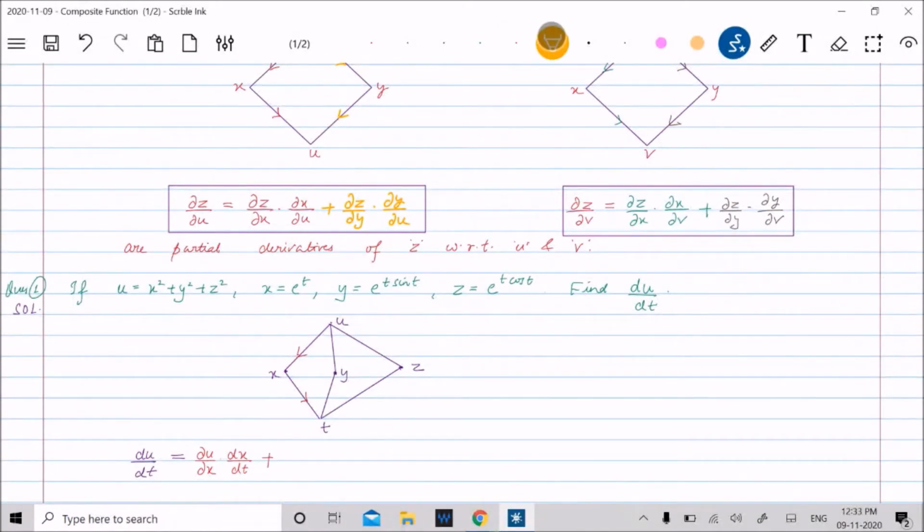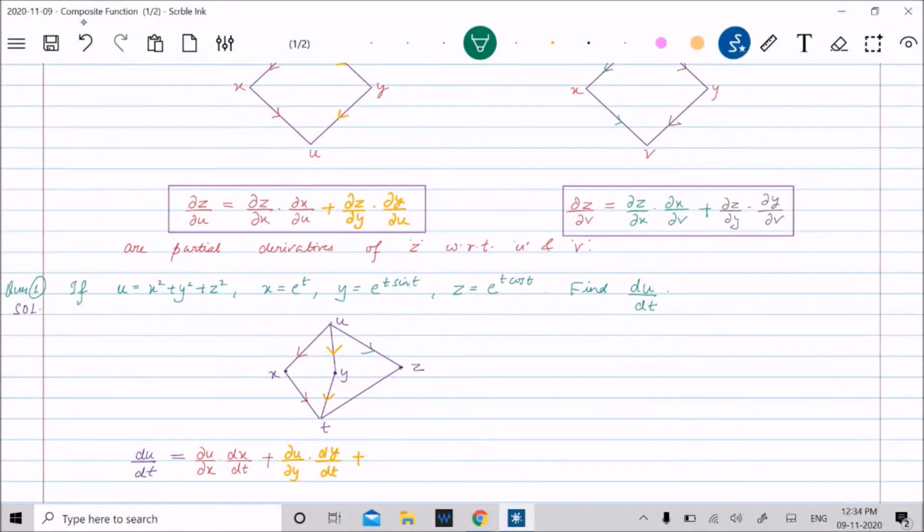Now I will change my color. And this is the second way to reach t via y. Okay, so I will write it with a different color. That will be del u by del y multiplied with dy by dt, and then plus, and now a different color. Okay, now there's a third way.